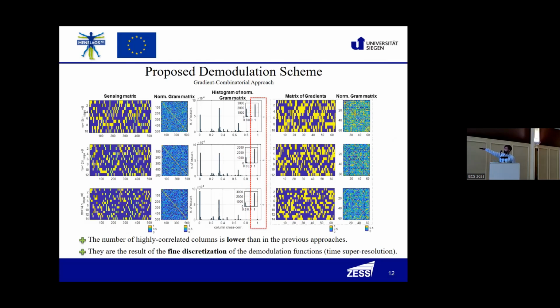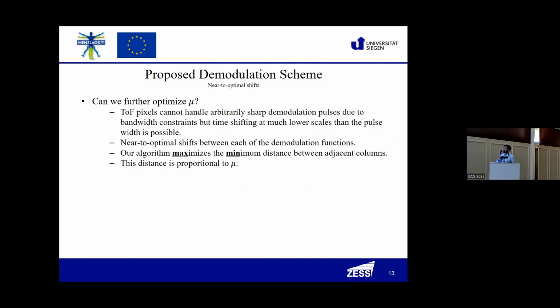And you can say, okay, but still there you have a column cross correlation equal to 1. But these ones are very close to each other because they are the result of the fine discretization of the spatial domain. So still we have super resolution. We are able to see beyond the number of distinct elements of the codes. So that's it, I'm going home, but no, we can still go further. We cannot reduce the modulation frequency because of the bandwidth, and we cannot introduce more columns because of the hardware limitation. But what we can do is delay one demodulation function relative to the other.